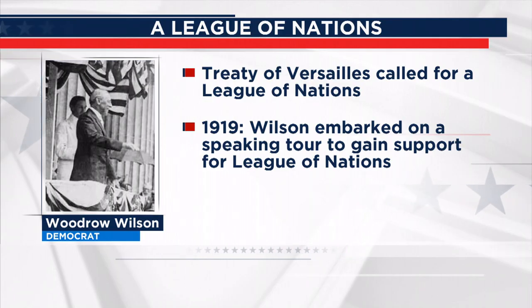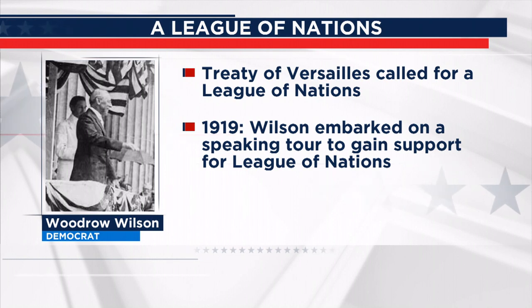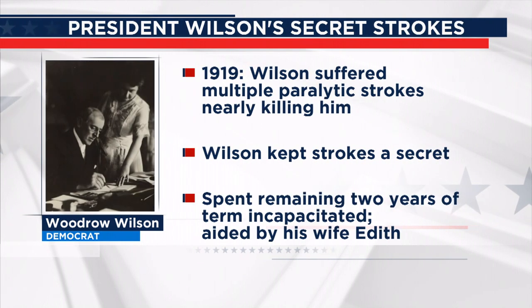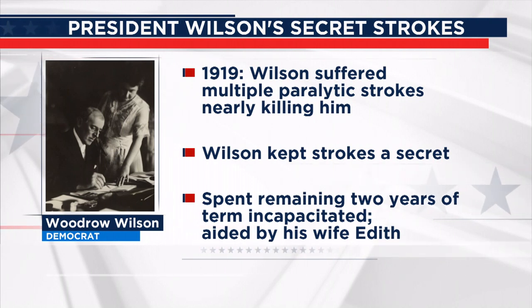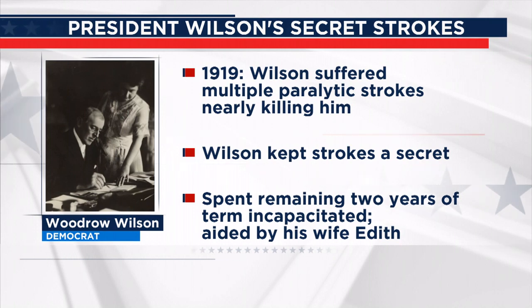The Treaty of Versailles also called for the creation of the League of Nations, a precursor to the United Nations that we have today. Wilson began a public speaking tour to gain support. While on this tour, he suffered multiple paralytic strokes, nearly killing him. President Wilson kept his strokes a secret and spent the remaining 2 years of his term incapacitated, aided in part in his presidential duties by his wife. Woodrow Wilson served as President of the United States from 1913 to 1921.